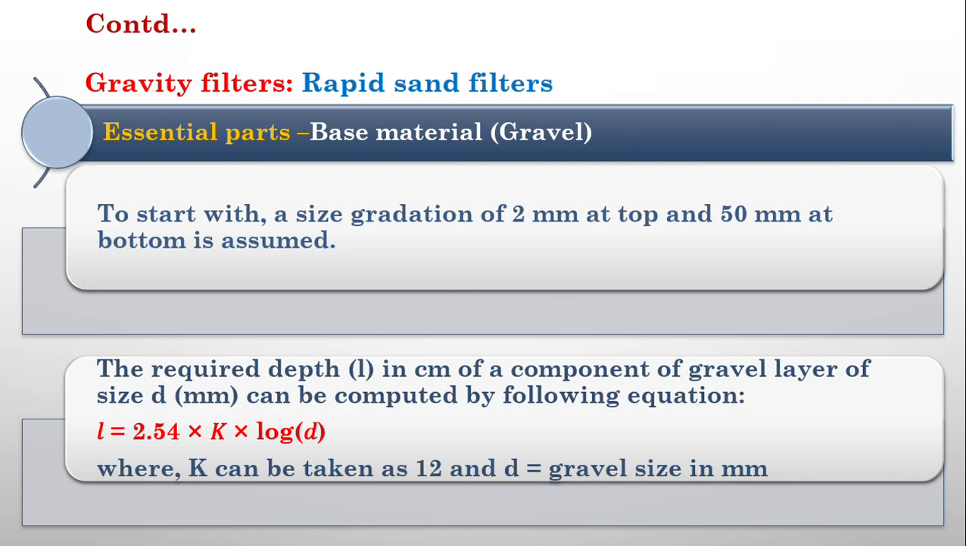But in some cases, if we need to accurately calculate the depth of base material, then we can use this equation for calculating the depth. Depth of the gravel material: L is equal to 2.54 into K into log D, where D is the gravel size, K is 12, and L is the required depth.